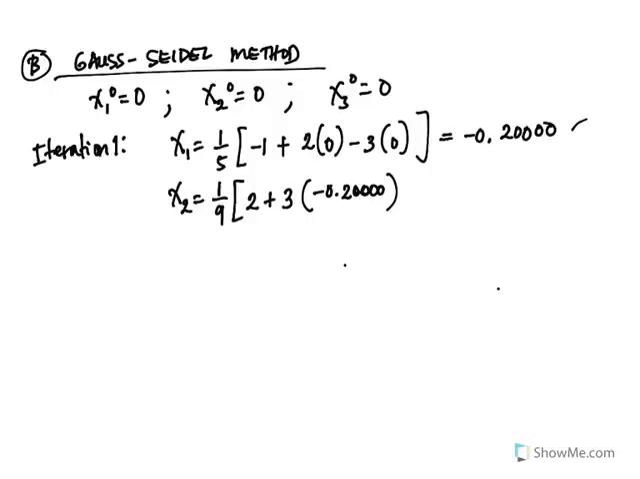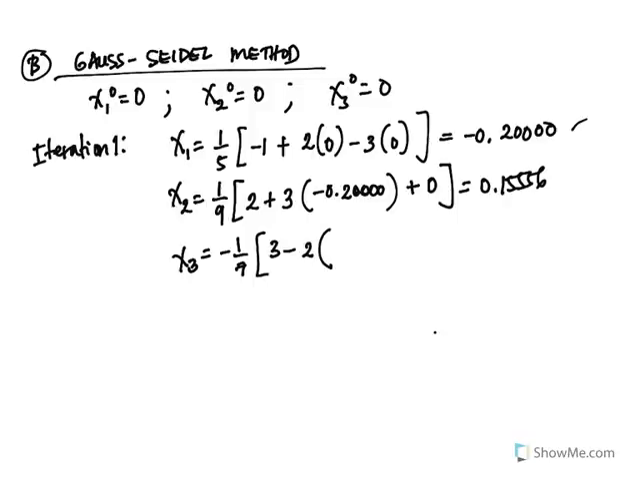And then, plus x3. Kaso si x3, wala pa naman tayong bagong value. So, 0 lang ilalagay mo dyan. Which is equal to 0.15556. And then, for x3, so, same iterative formula, negative 1 over 7 times 3 minus 2 times x1. So, ilalagay mo na si negative 0.2.